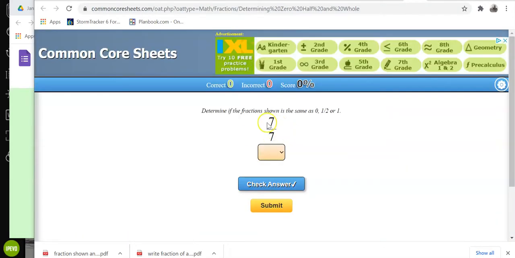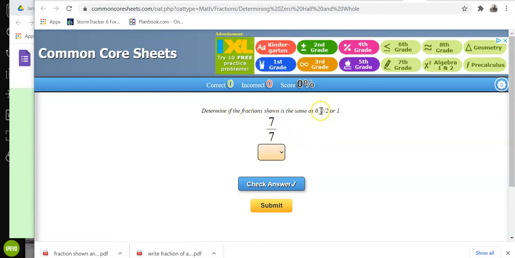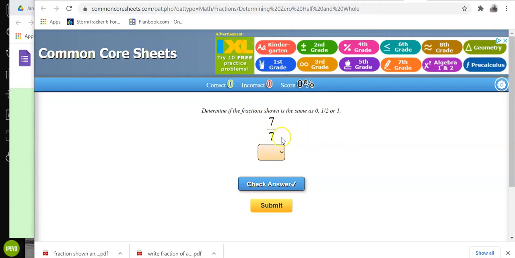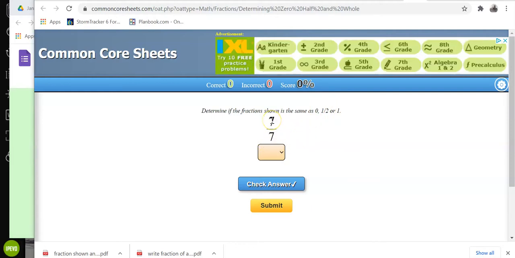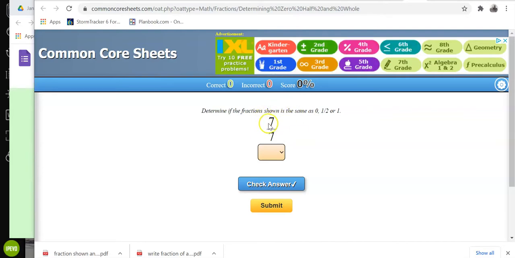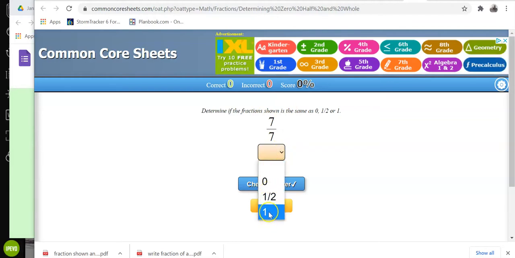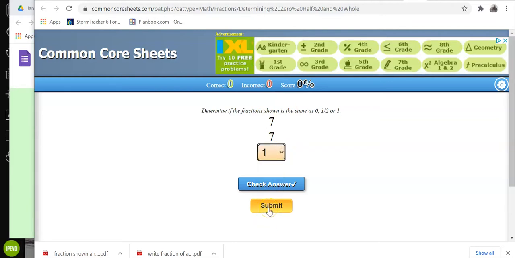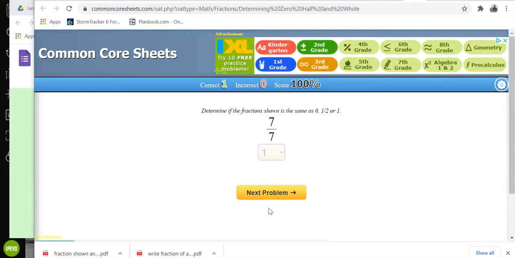You have to decide, does this fraction show 0, 1/2, or 1? How many pieces? 7. How many of those pieces do you have? How many pieces are included in your part? All 7 of them. Well, then this certainly would be showing one whole thing.